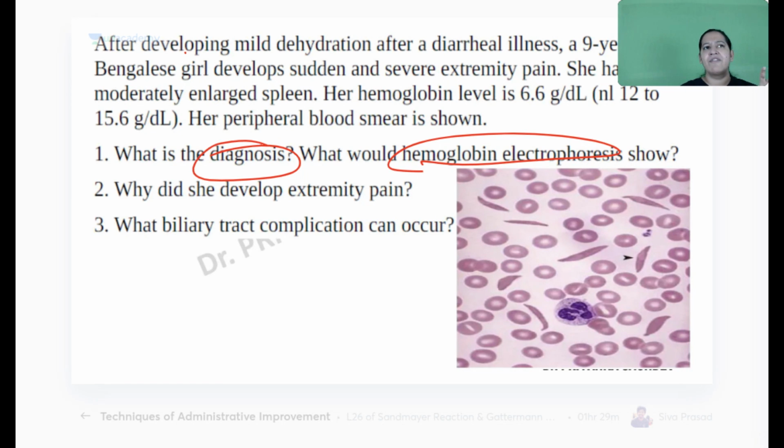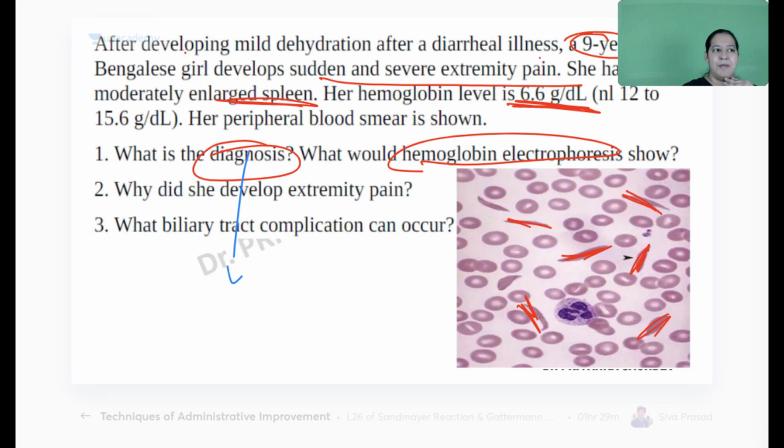After a diarrheal illness, a 9-year-old child presents with sudden severe pain. So the patient is having extreme abdominal pain and an enlarged spleen also. She is severely anemic, hemoglobin 6.6. You can see most of the RBCs are sickle shaped. So my diagnosis is sickle cell anemia.